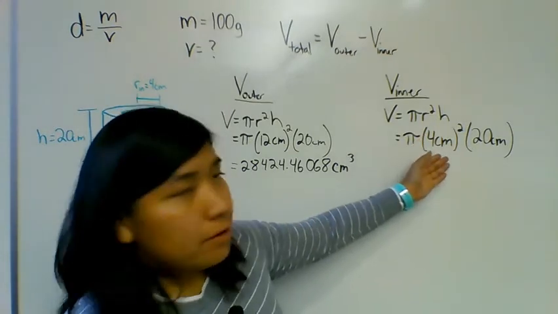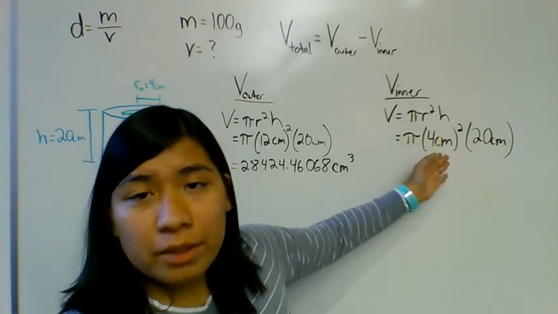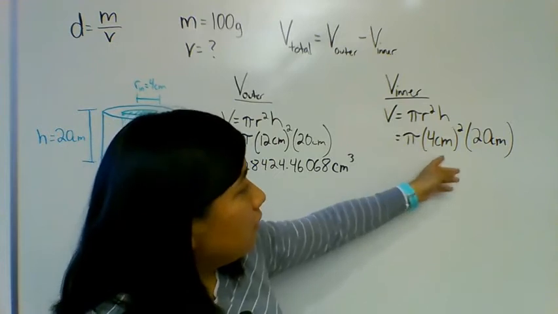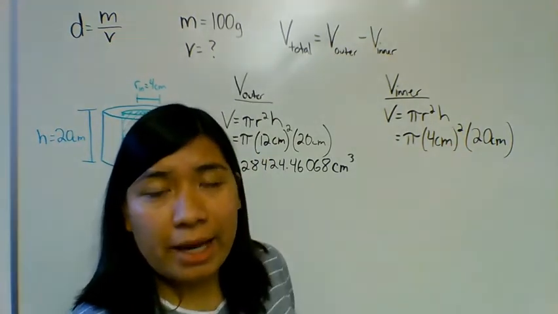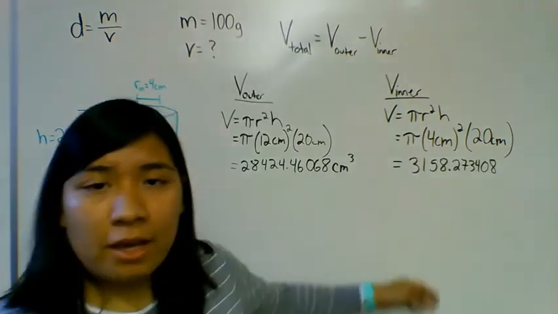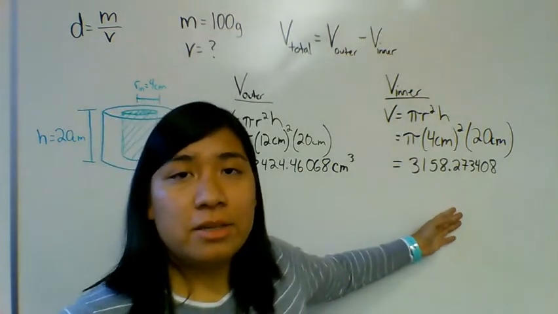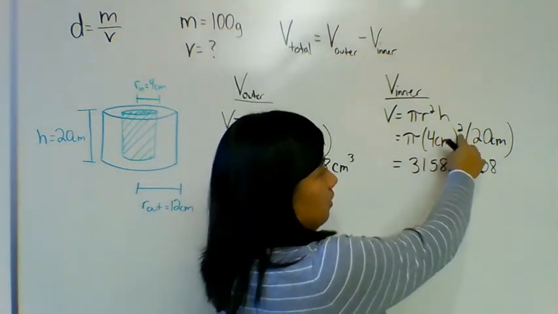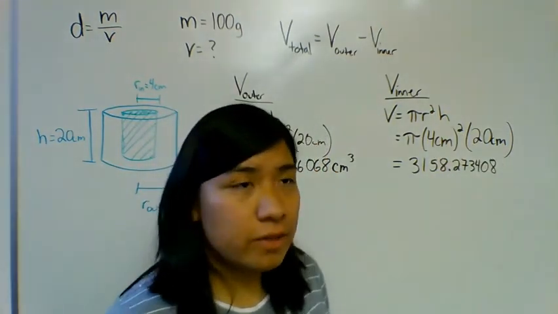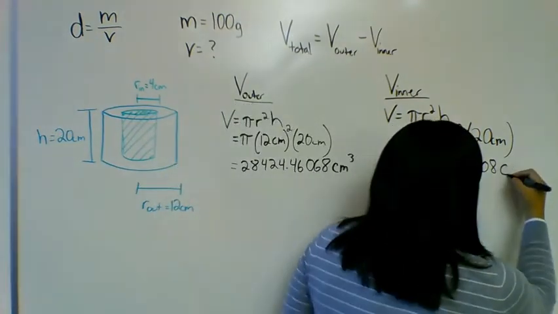Now I have my equation with the proper numbers, and I'm going to put this in the calculator. So you're going to do 4 times 4 times 20 times pi. Let's see what we get. After putting it in the calculator, I get this number, and do not forget your units. Again, centimeters times centimeters times centimeters is going to give you centimeters cubed. So I'm going to put that right here.